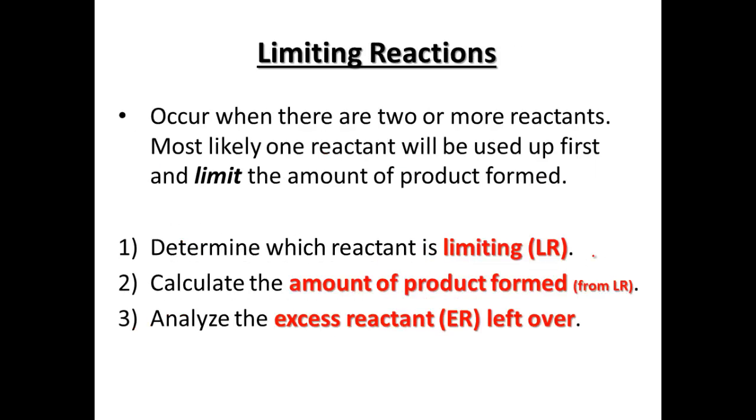Limiting reactions occur when there's two or more reactants. And what will happen is more than likely one of them is going to be used up first and limit the amount of product, because once one of them is used up, we can no longer form any more product. So what we're going to look at is to determine which one is the limiting reactant, or LR. We're going to calculate the amount of product that we can form using the limiting reactant, and we're going to analyze how much excess reactant we have left over. So there will be some of our starting material left over after a chemical reaction. We're going to find out how much it is.